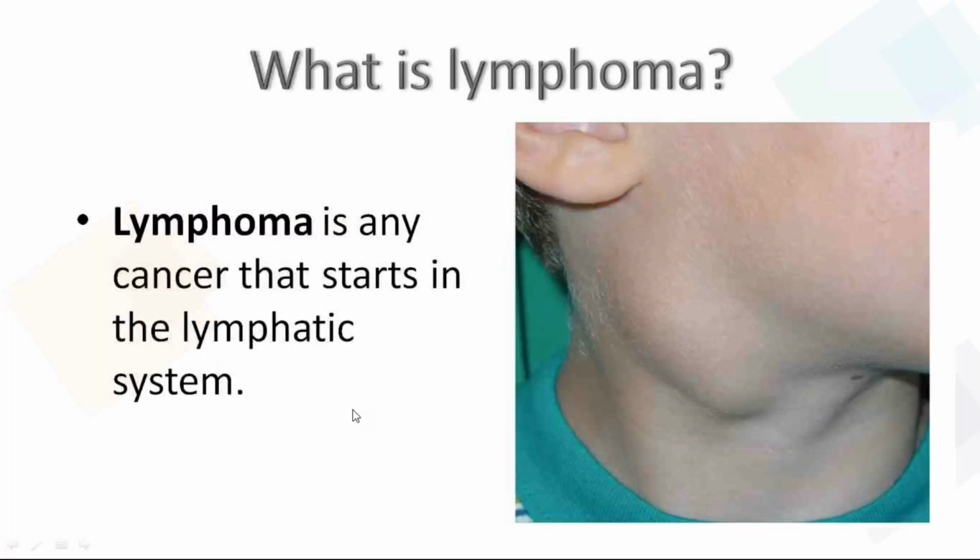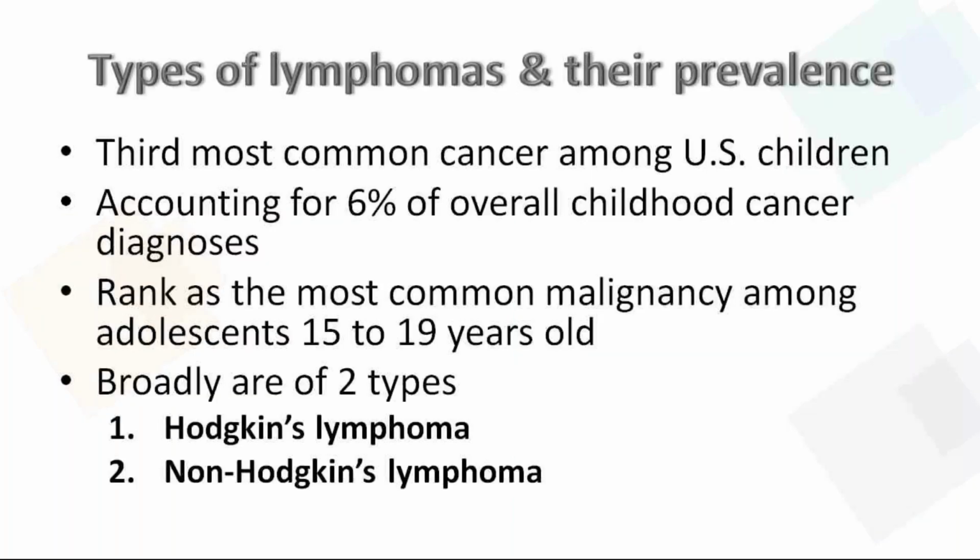So what is a lymphoma? As the name itself suggests, any malignancy that starts in the lymphatic system, whether it is the lymph ducts or the lymph glands, whatever the lymphatic system is, whether it is spleen, whatever it is. In the entire lymphatic system, whenever there is a malignancy, a cancer, it is called a lymphoma. Including both varieties, they are the third most common cancers in children in the United States. They account for 6% of overall childhood cancers, and are the most common malignancy in adolescents between 15 and 19 years. And as all of you know, broadly, there are two varieties. One is Hodgkin's lymphoma. The second is non-Hodgkin's lymphoma.